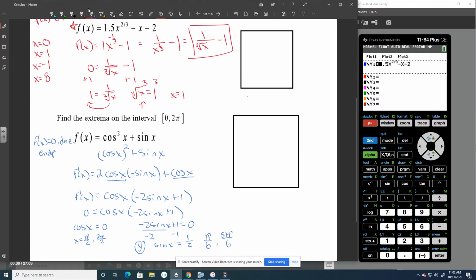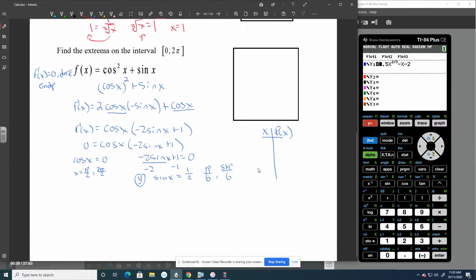As far as values where it doesn't exist, I don't see anything I need to worry about, because I don't have any fractions on the bottom that are going to end up being 0. So I'm not worried about areas that don't exist. I'm just worried about these four, and then, of course, my endpoints. So my table, x and f of x, and I can give myself a little more room. Let's scroll down. There we go.